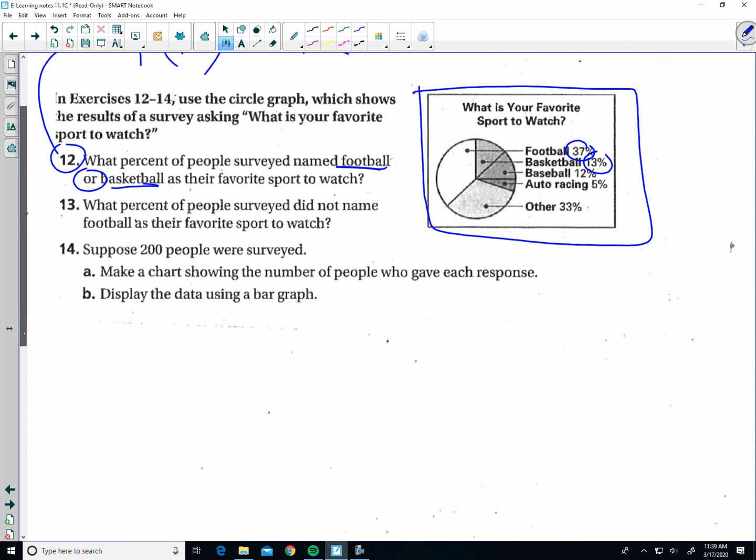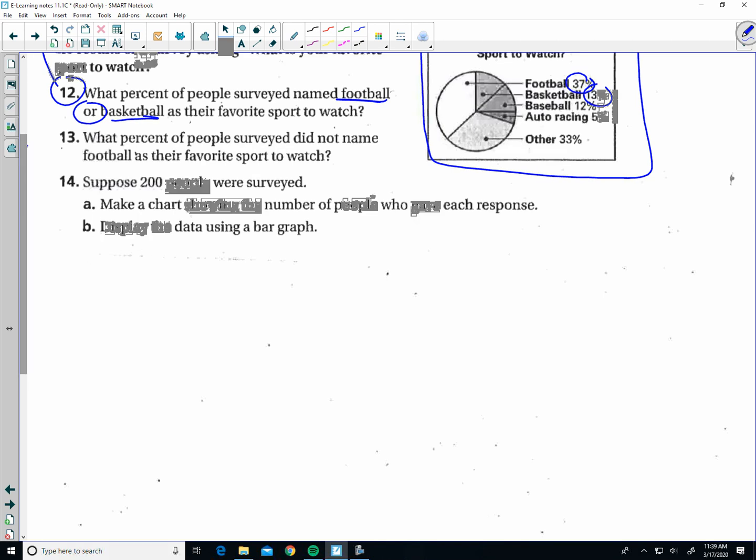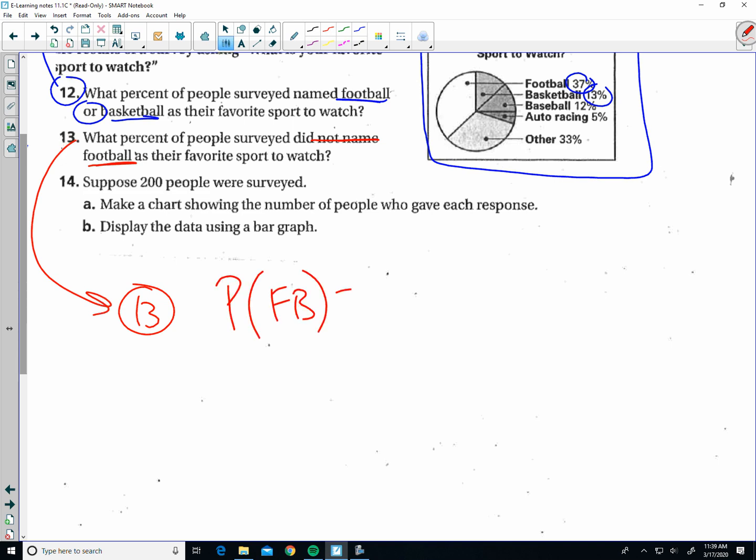Jump down there to question 13. And question 13, this is what we call the complement when we are doing chapter 11 with probability. It says, what percent of the people surveyed did not name football as their favorite sport? So if you remember, first of all, the probability that we liked football was 37% of the people surveyed said football was their favorite sport to watch on TV.